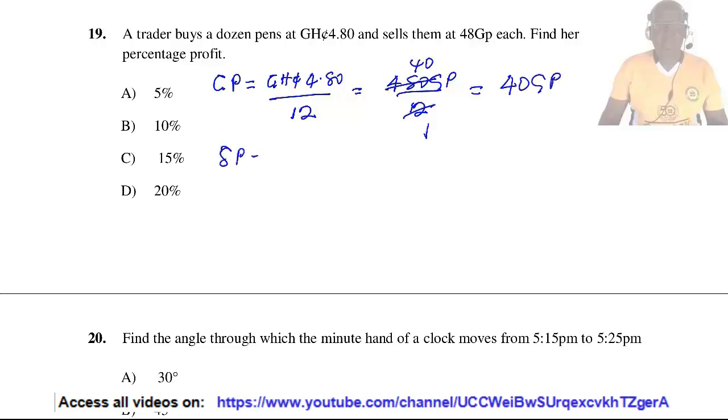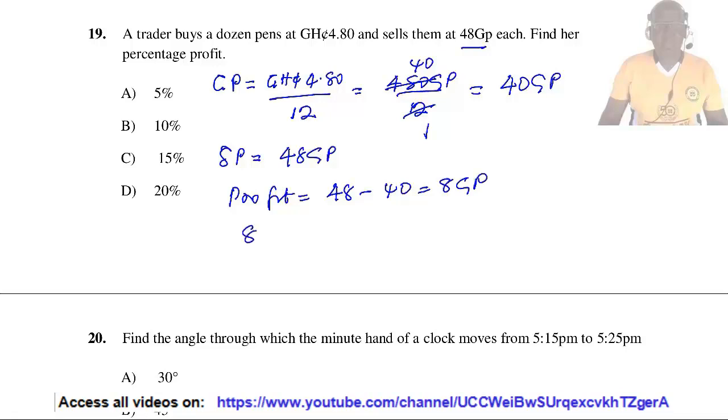The selling price is 48 Ghana pesewas. Therefore, the profit is going to be 48 minus 40, which is equal to 8 Ghana pesewas. So the percentage profit is going to be equal to 8 divided by 40 times 100%. 0 cancels 0, so 20%. So the answer is D.